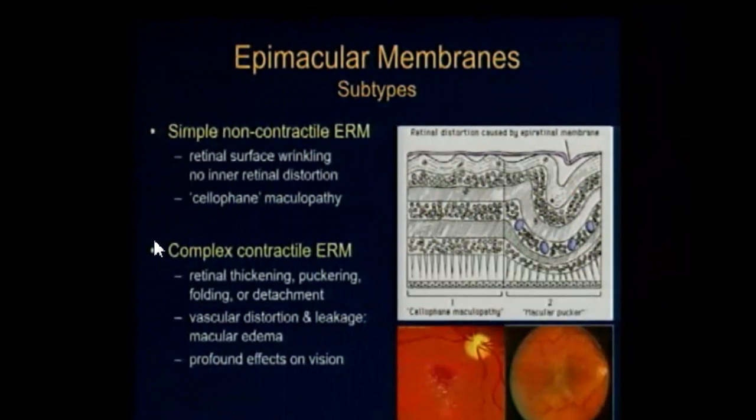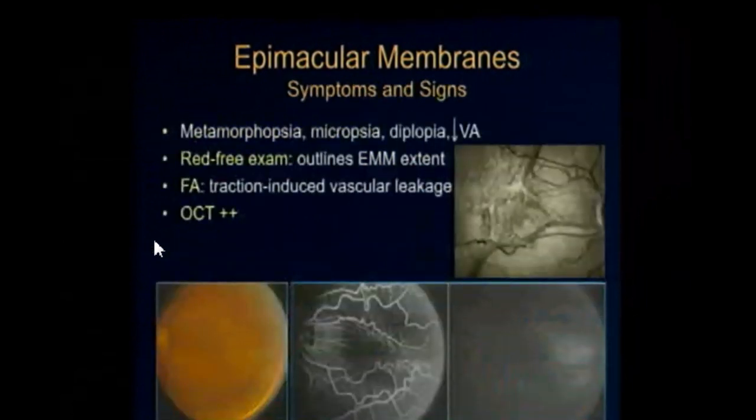We saw a case not a long time ago, I think a week ago, of an epiretinal membrane, and the fluorescein showed leakage, and people didn't know why it was leaking. Well, it was leaking simply by traction. If you have an epiretinal membrane that pulls on the retina, it's going to leak. And those are going to cause a profound effect on vision, and they need to be removed.